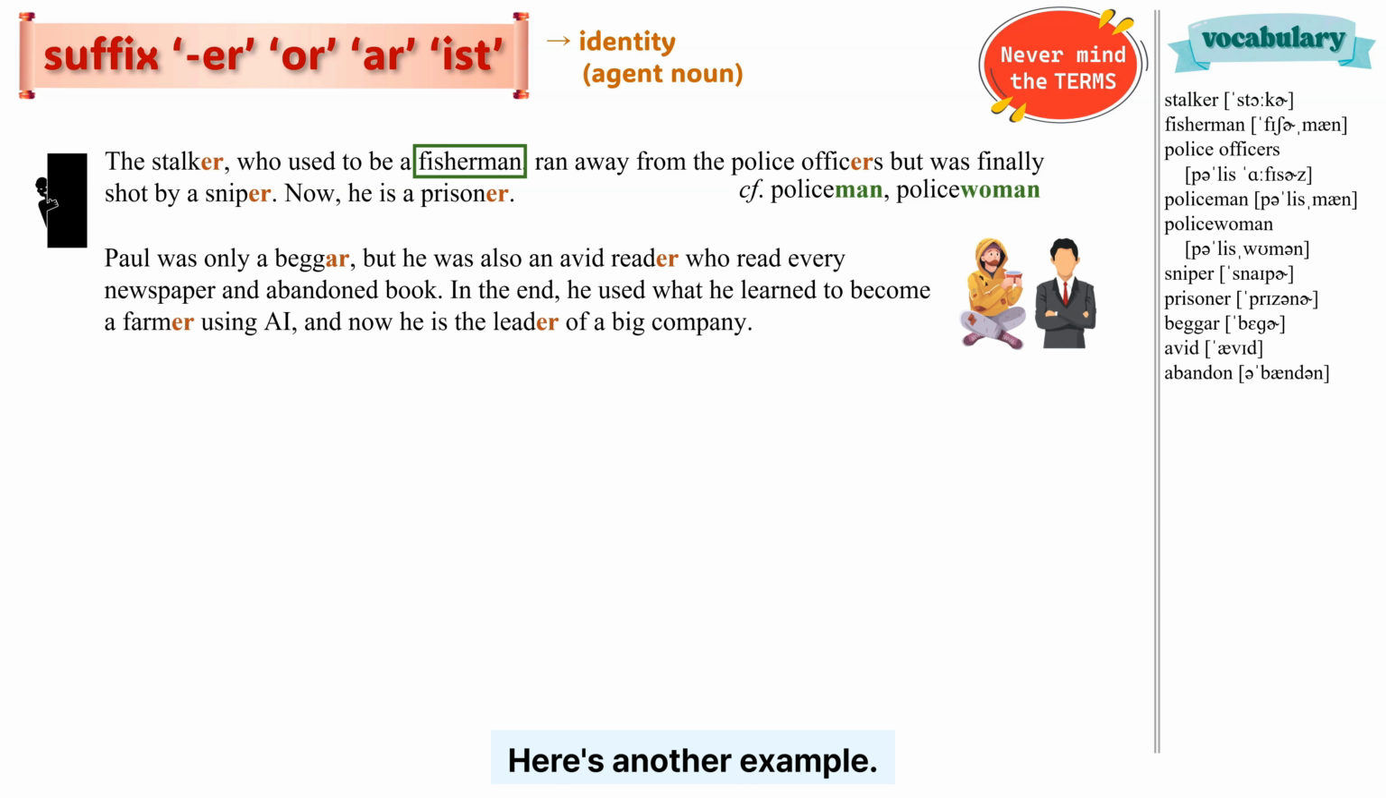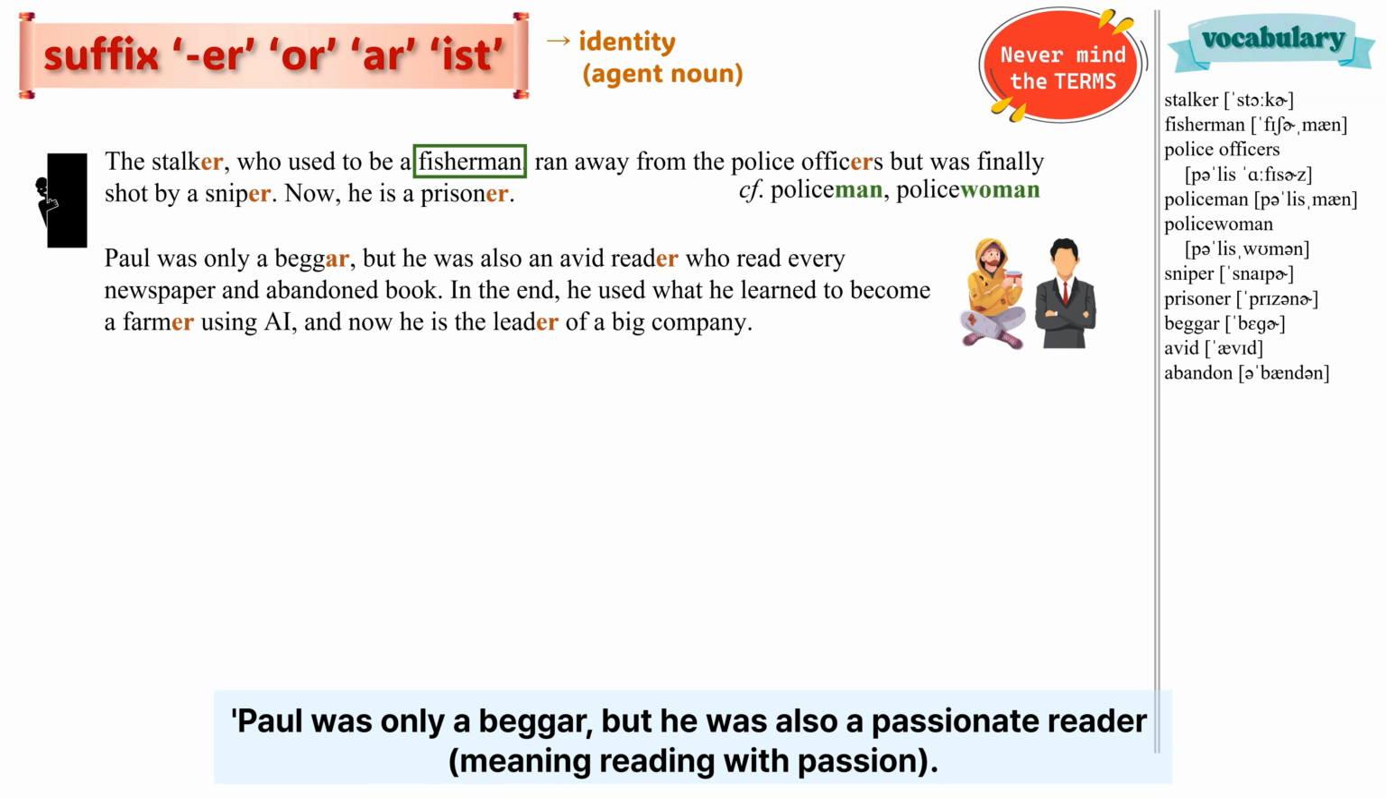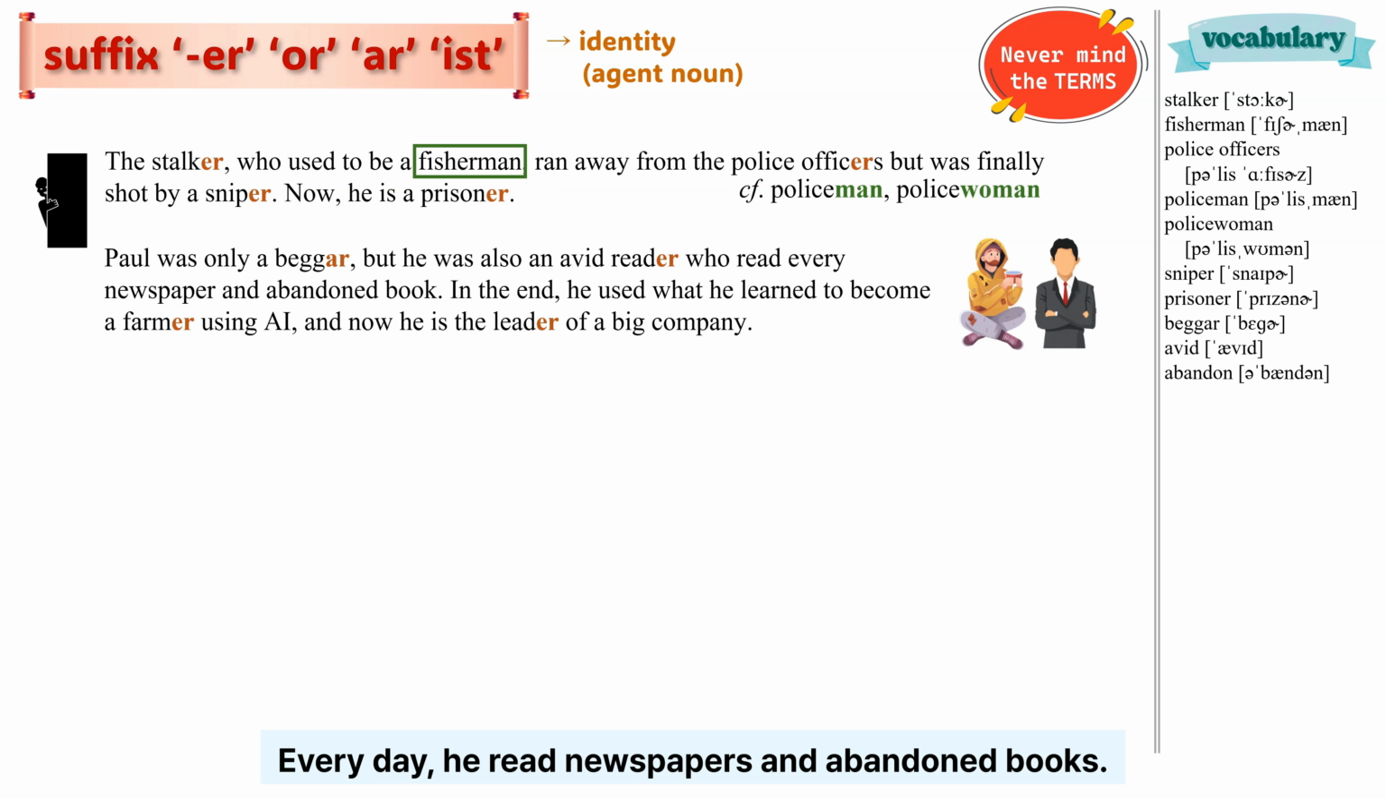Here's another example. Paul was only a beggar, but he was also a passionate reader, meaning reading with passion. Every day he read newspapers and abandoned books. In the end, he used what he learned, and he became a farmer. Later, he started using AI, and now he runs a big company.